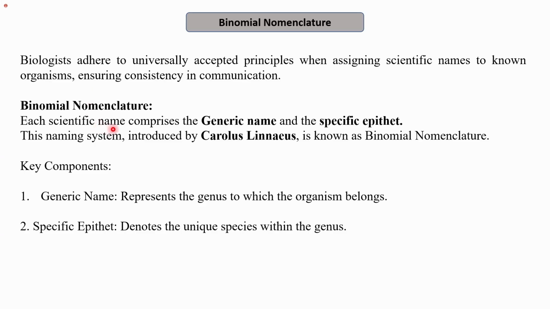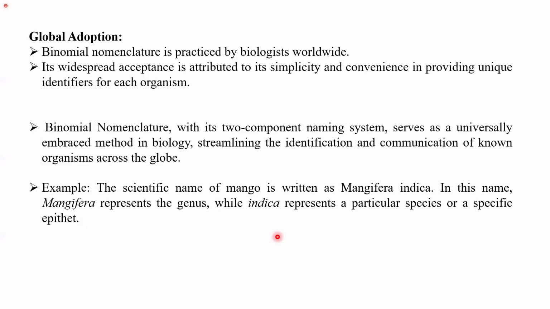So this is the binomial nomenclature, which is also followed in plants, animals, or any other organism. Each scientific name comprises the generic name and the specific epithet. The generic name tells us about the genus of the organism, with which it shares some similar characteristics, while the specific epithet tells us about the species of that organism. This naming system was introduced by Carolus Linnaeus and is known as binomial nomenclature. The key components of this naming system are the generic name and the specific epithet. The generic name represents the genus to which the organism belongs, while the specific epithet denotes the unique species within the genus. So these are the two main key components.